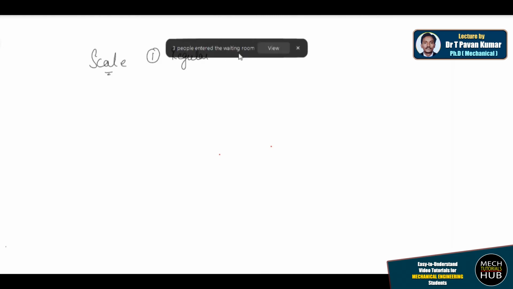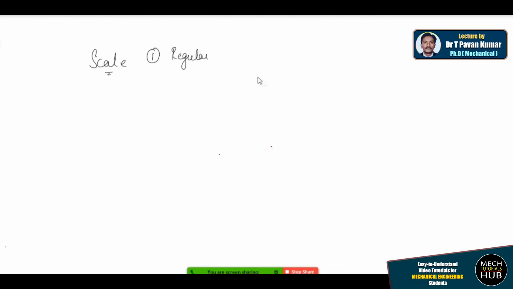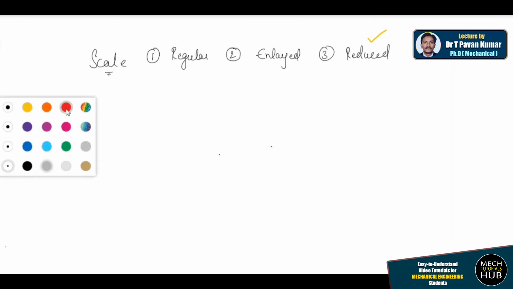Regular scale is one, number two, enlarged scale, and number three, reduced scale. Out of these three, the third one, which is called reduced scale, is very much helpful for us in case of assemblies. All right, let us discuss one by one. Let me explain what exactly regular scale is all about, and then enlarged and reduced scale.